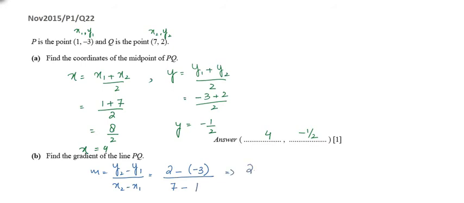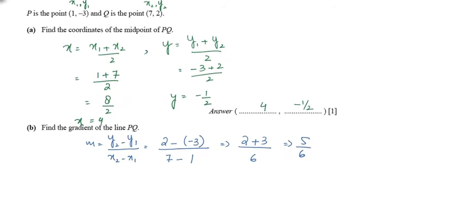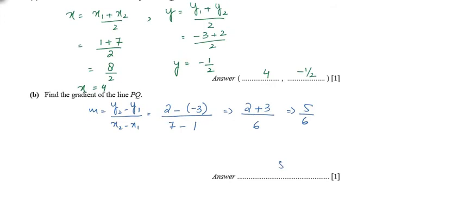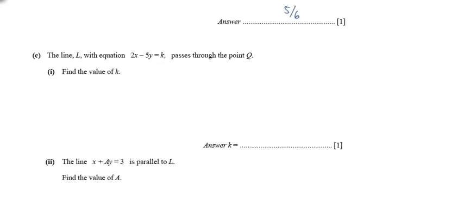So here we have 2 plus 3 upon 7 minus 1, which is 6. So it will be 5 upon 6. As the numerator is lesser than the denominator, we will leave the answer here. So the answer of gradient is 5 upon 6. Now let's see the next part.